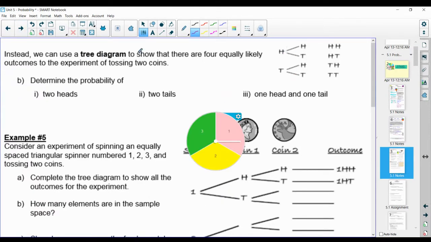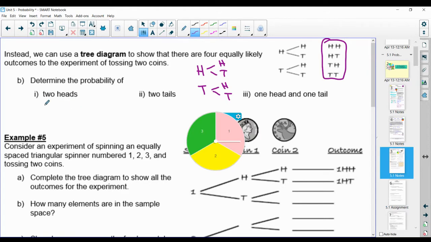So if we want to use a tree diagram, we're going to have 2 coins. So we've got a heads and a tails. And then for the second event, we can either get a heads or a tails. And so then that leaves us with our sample space here. So we can get a heads and a heads, a heads and a tails, a tails and a head, or tails and tails. So that actually gives me 4 possible outcomes.